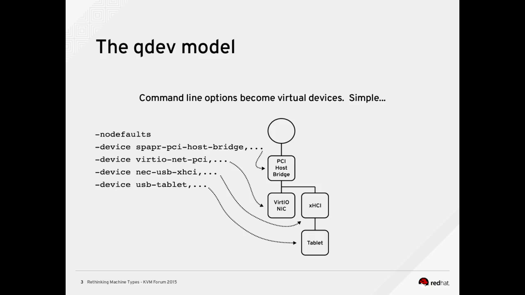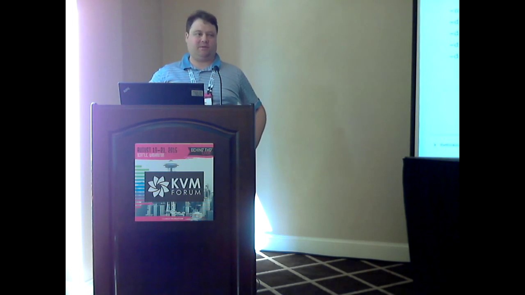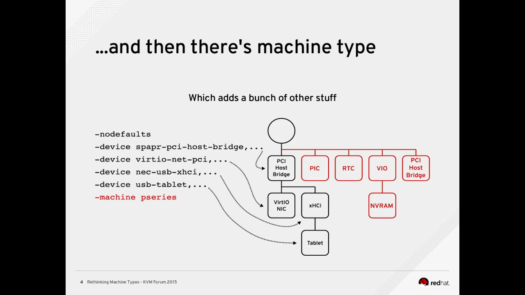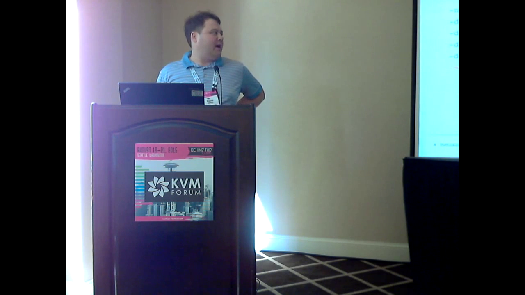I'm going to assume everyone's more or less familiar with the qemu model. You say no defaults to start with to get rid of legacy stuff. Then for every device in your system, you put -device and various options, and each one of those becomes a device in your virtual machine. Very straightforward, very simple, very easy to understand. Except, of course, that won't work, because you can't do any of this until you choose a machine type, and when you choose a machine type, you get a whole bunch of other devices that are standard for that device.